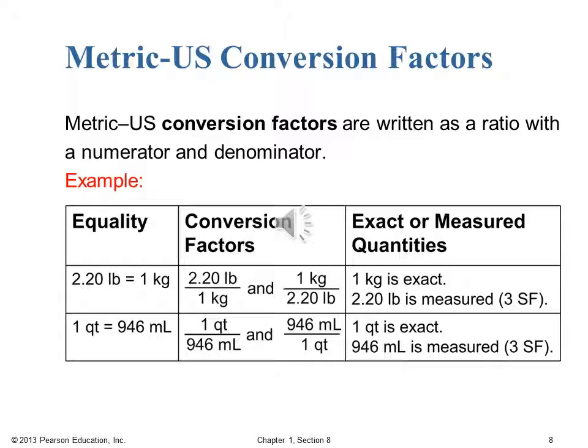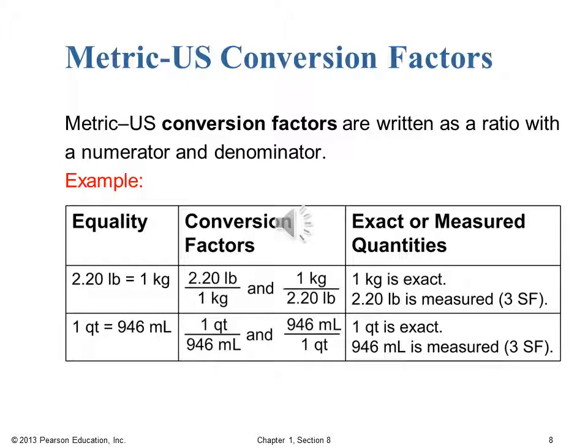Here we see some of those equalities across systems. So 2.20 pounds equals 1 kilogram. Of course, we could represent either in the numerator and the denominator, however we need it for the problem at hand. But that 1 kilogram is exact. The 2.20 pounds is measured, so that's 3 sig figs. Ordinarily, to make it clear, I would also put, say, 1.00 for the kilograms, just to make it very clear, but it's understood whenever we say 1 of something, we mean exactly 1.